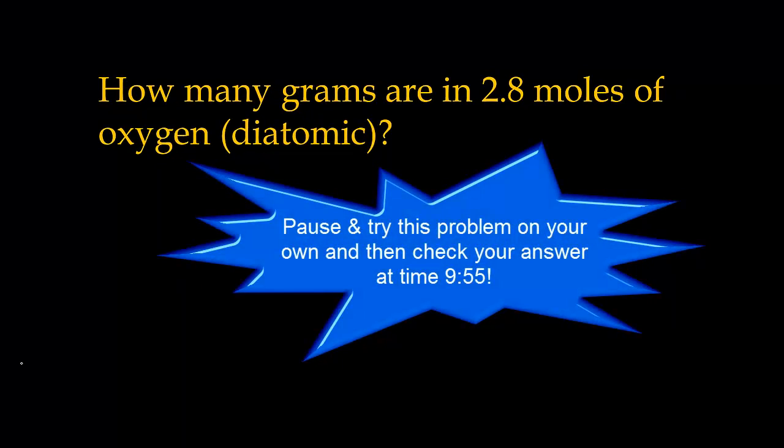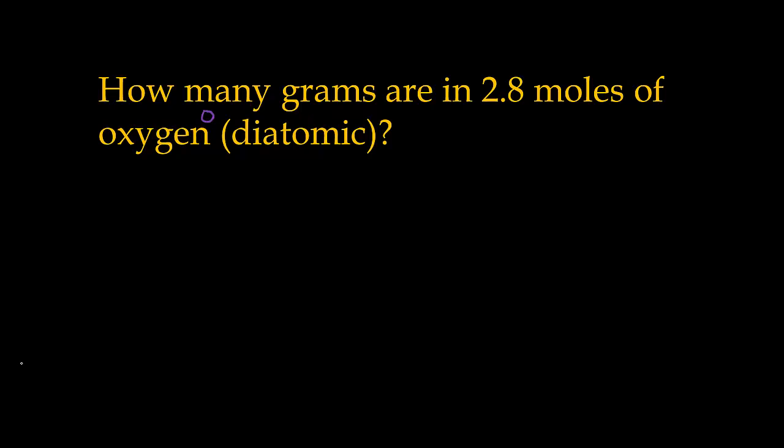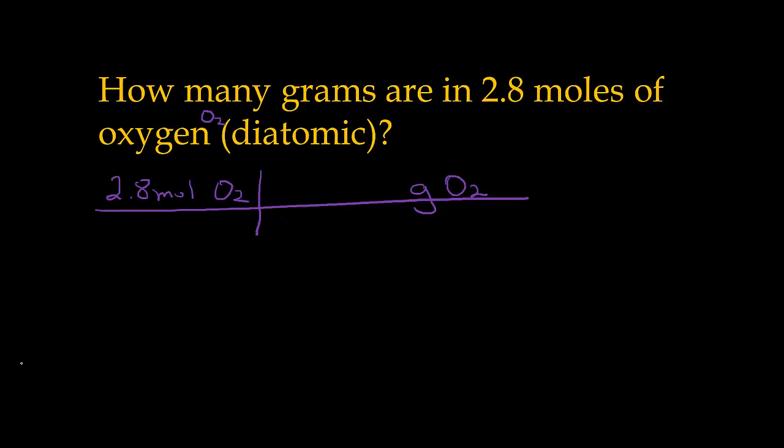How many grams are in 2.8 moles of oxygen? Now remember, oxygen is diatomic, which means it looks like this. What we start out with is 2.8 moles of oxygen, so that's what I'm going to put up here on the left: 2.8 moles of O2. And what I want to end up with is over here on this side, grams of O2, because that's what I'm looking for. Now I need to get rid of the moles of O2. I have it on top, so I'm going to put it on bottom.